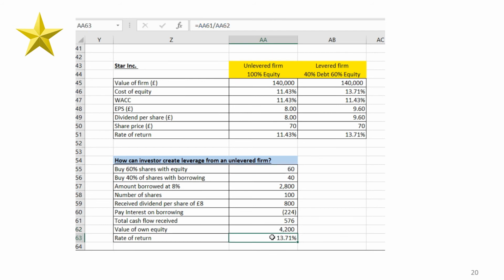The rate of return enjoyed by the investor is the net cash flow divided by the value of his own equity. Take note that the investor has converted the expected return from an unlevered firm of 11.43% to 13.71%, which is the expected return of a levered firm.